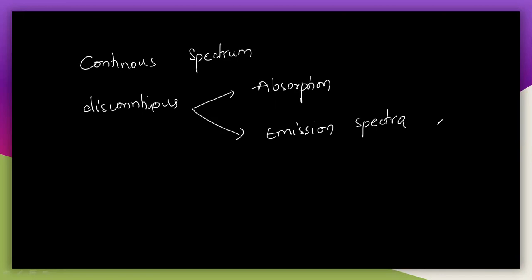What is the absorption spectra and what is the emission spectra? You need to understand these things. Continuous means there should be a continuous spectrum, and absorption is discontinuous. In the previous class I told you about the discrete and the continuous. If you take a ramp, you will get a ramp like this. Let us take this as a ramp, like a slope here.